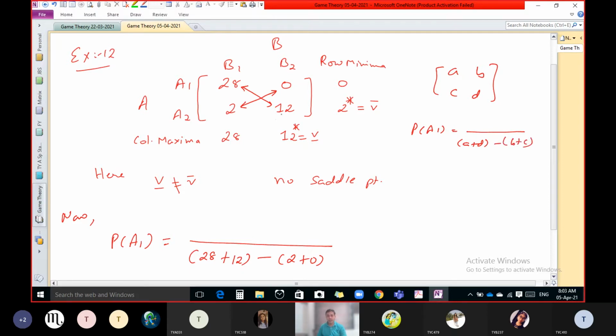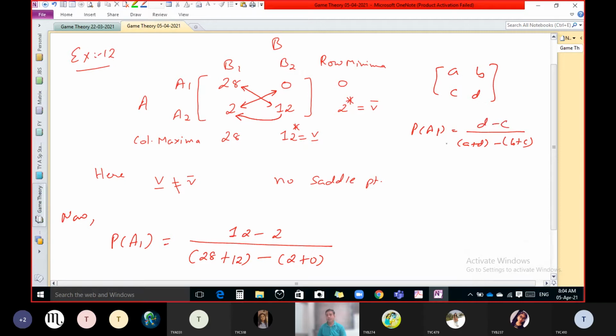And then you have to take the difference of these two, 12 minus 2, and put it in the numerator. That's it, over. So that is your answer. So what is the probability of A1? That is nothing but D minus C.